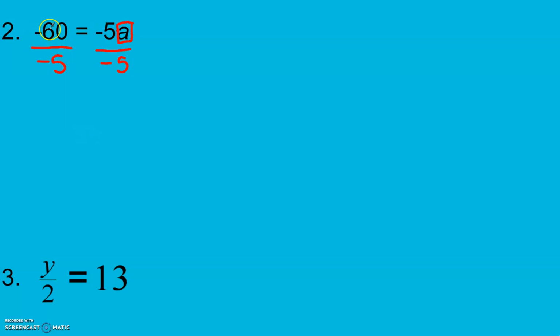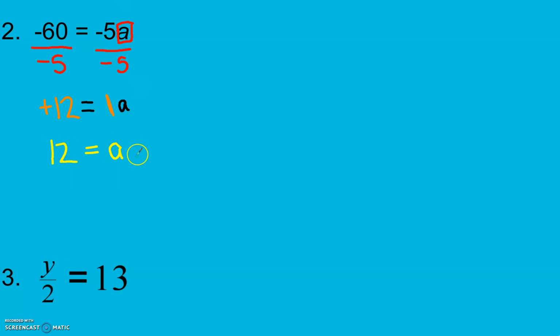Now we're going to simplify. Negative divided by a negative gives me a positive 12. I didn't change the fact that they're equal since I did the same thing on both sides. -5 divided by -5 gives me a 1, and I still have my variable here. I can simplify. 1a gives me just a equals 12.